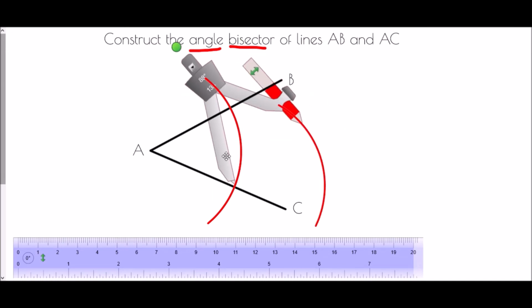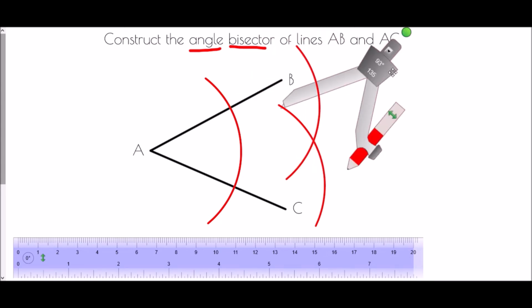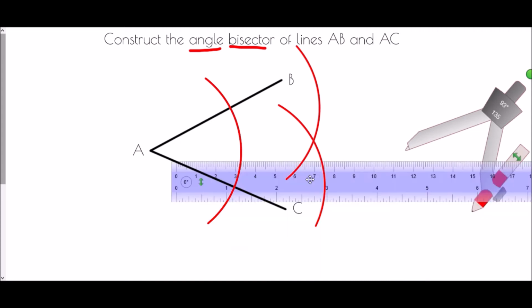You're going to repeat this process at the point where the arc crossed the other line, and you're going to draw another arc. And once again, you'll note that we've got here an intersection of those arcs. That is always the most important part of any of these questions.